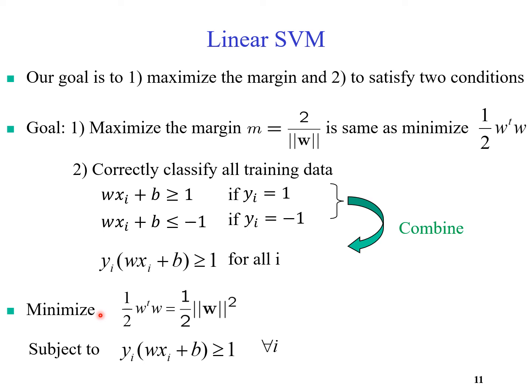So finally, in summary, the goal of SVM learning is to minimize this one here. This is equivalent to maximizing margin, and it should also satisfy these inequality conditions, which are given here. Again, the final goal of SVM learning is to minimize this formula, and at the same time satisfy this formula.